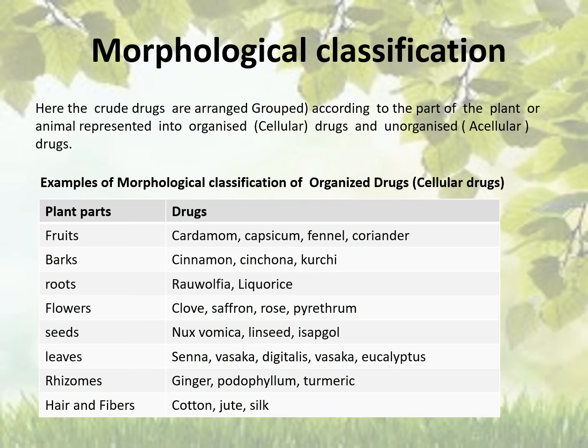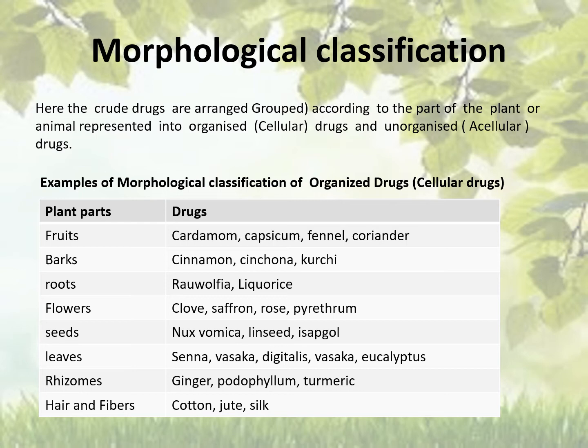Then coming to the next system of classification, that is morphological classification. Here the crude drugs are arranged according to the part of the plant or animal represented, into organized drugs and unorganized drugs. The crude drugs are classified according to morphological characters like leaves, bark, seeds, fruit, roots, flowers, etc. So these are the examples of morphological classification of organized drugs.